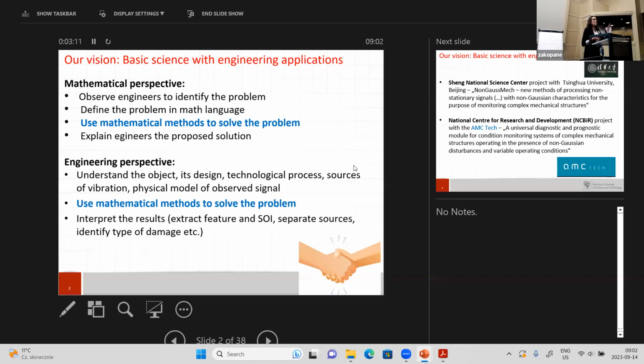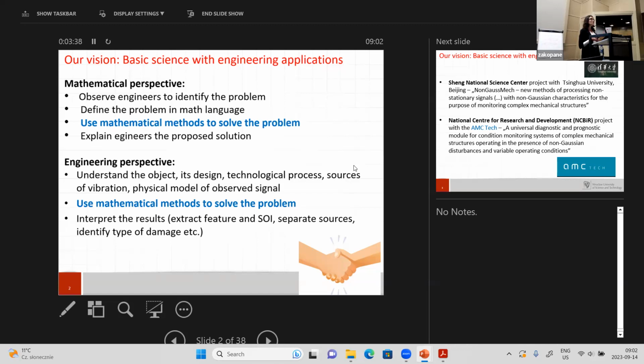So they are talking about some engineering problems, and then we are trying to translate this problem into our language. And then there is, of course, the main point from our perspective: propose mathematical methods to solve the problems. And of course, one of the other crucial points is to explain to engineers the proposed solution, which is also, of course, not very easy, as probably you know.